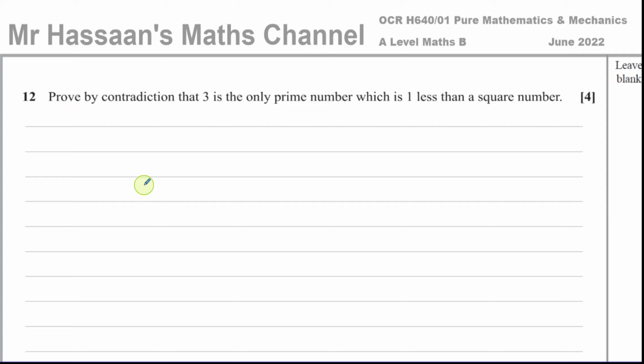A lot of students try to look for questions elsewhere, from other specifications. Here's a question that a student found and has requested for me to answer, so I'm going to do so. This question tells us to prove by contradiction that 3 is the only prime number which is 1 less than a square number. So prove by contradiction. What does that mean?